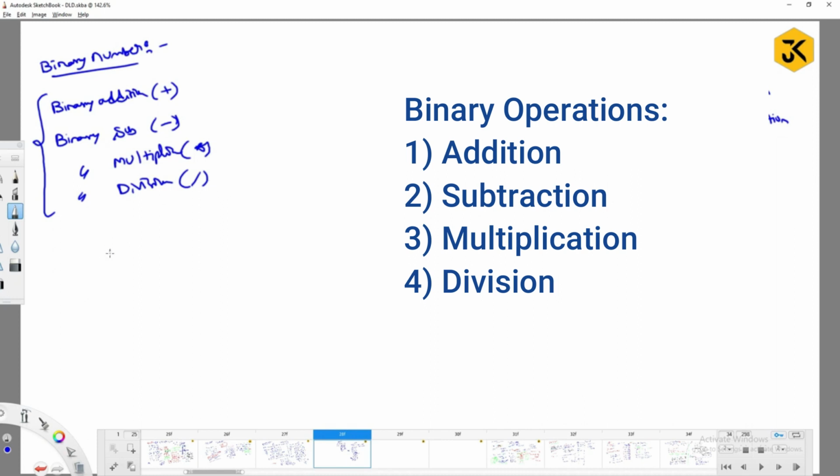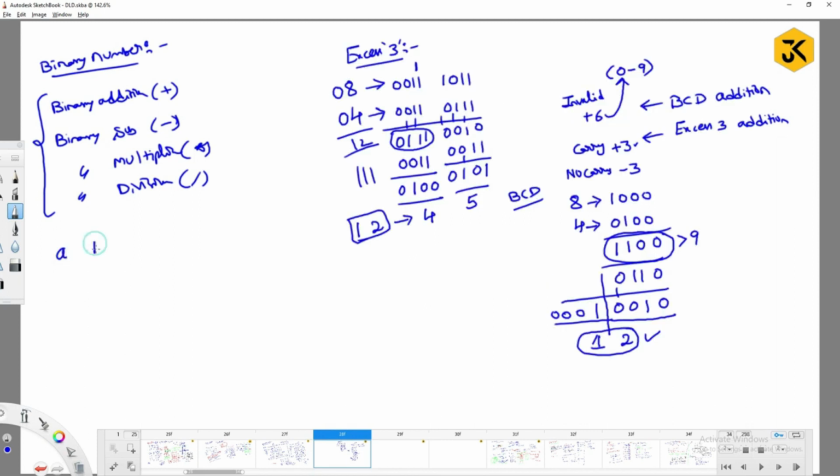So for example, I will take a simple example of two numbers. One binary number is A, another binary number is B. How many possible values are you going to get? 0 0, 0 1, 1 0, 1 1. On these two numbers, I am going to perform the binary addition operation.